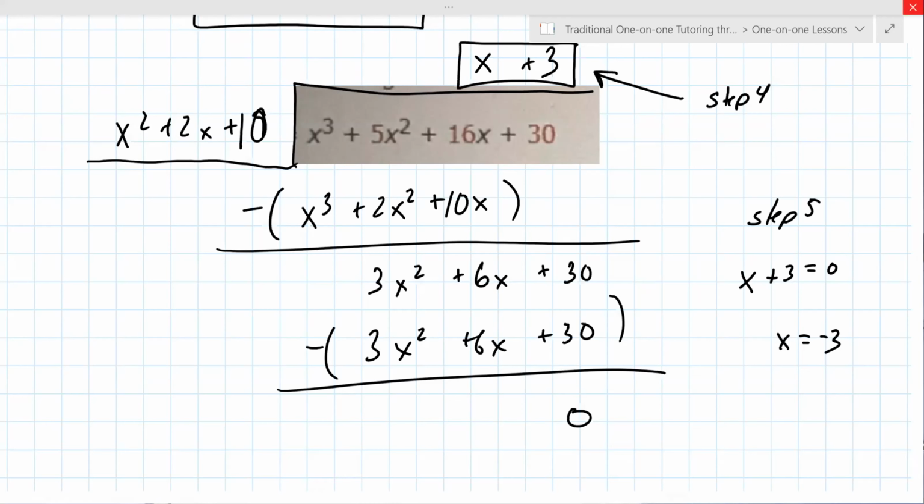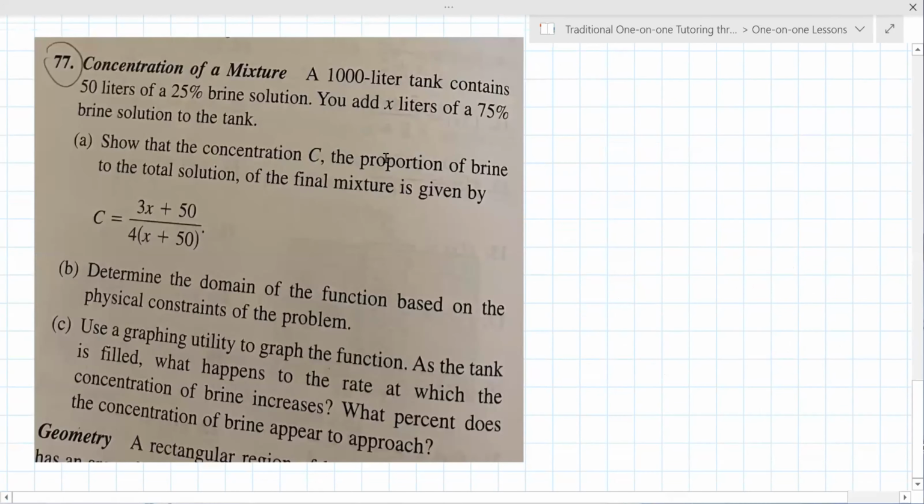So 7, these are all word problems. I assume you're allowed to use a calculator because you're not in calculus yet, so you don't have a way to do these by hand. All right. So part A is to show that the concentration is this.